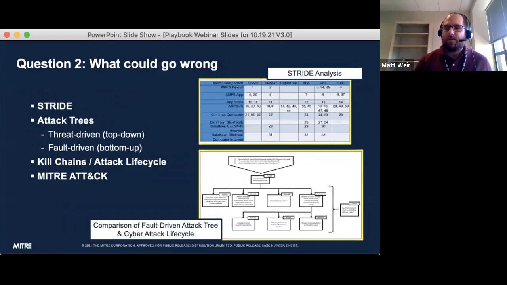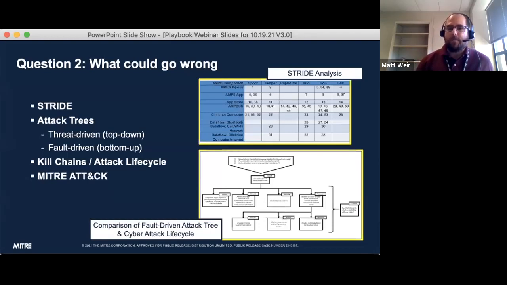So question number 2 is, what can go wrong? This is the threat portion of threat modeling. What we really want to focus on is structured techniques to perform this threat modeling process, and I want to focus on the word structured there. Rather than just doing ad hoc brainstorming, we want to add some kind of framework around how you perform your threat modeling.